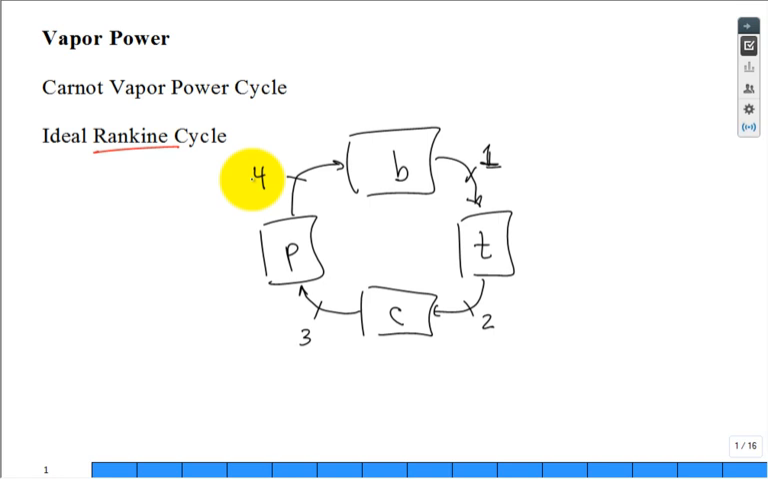Now, the ideal Rankine cycle is that this is now saturated liquid. How about the Carnot? What state was saturated liquid? Not state 3. What state was saturated liquid in the Carnot? 4, yeah. And we had a very unhappy pump for the Carnot cycle. So we have now a happy pump. Pumps like liquids. Okay, so it's fed saturated liquid.